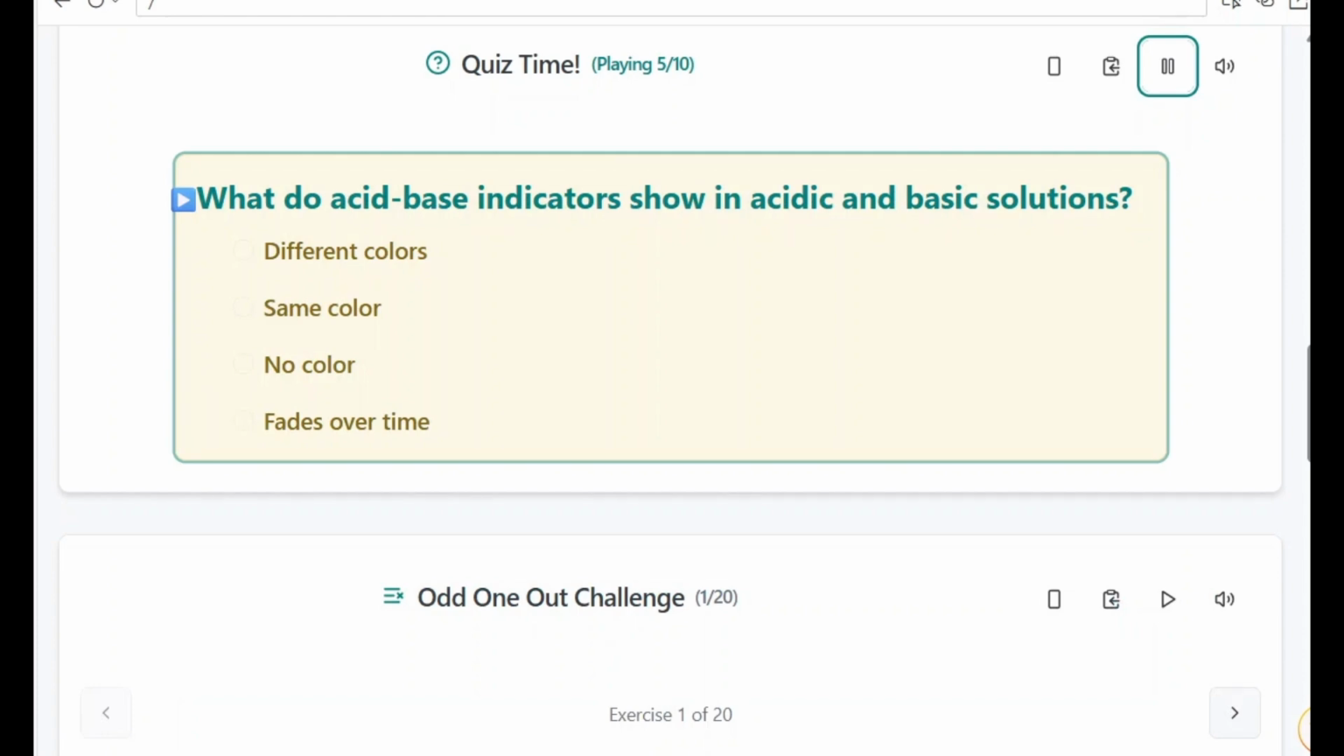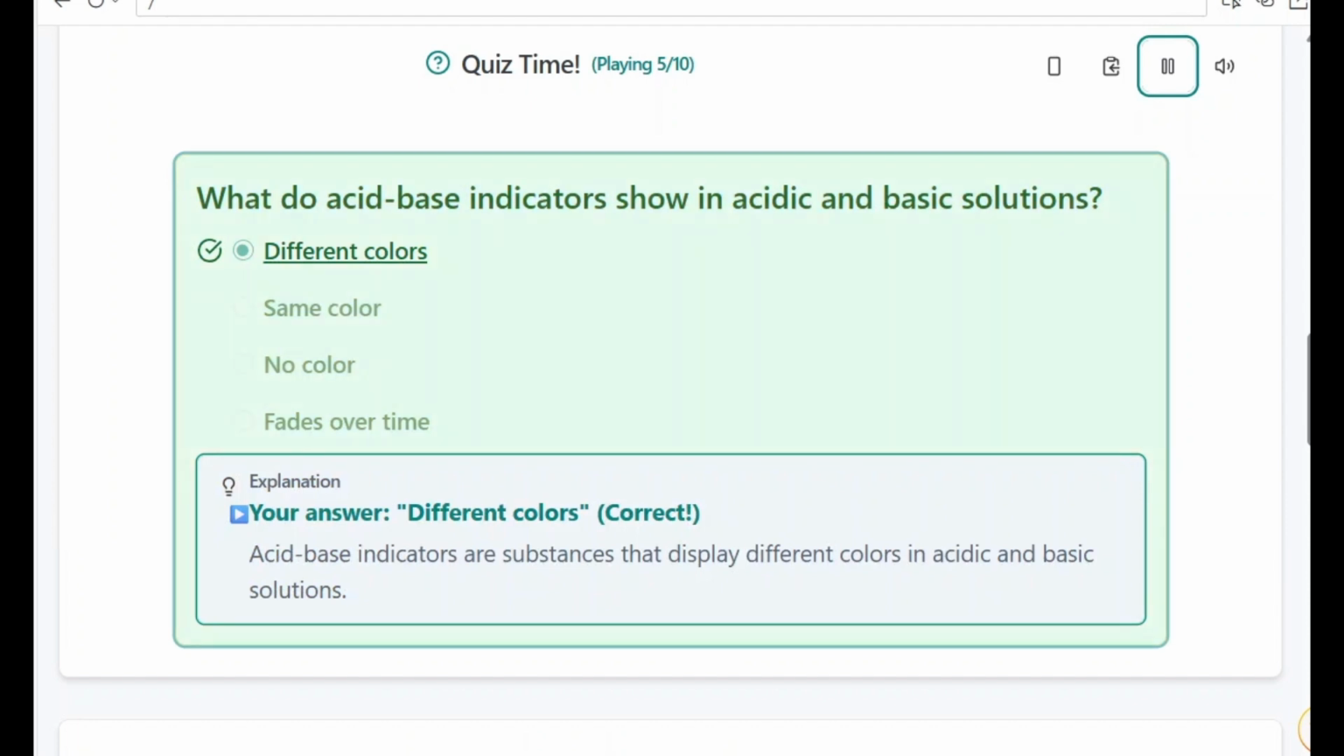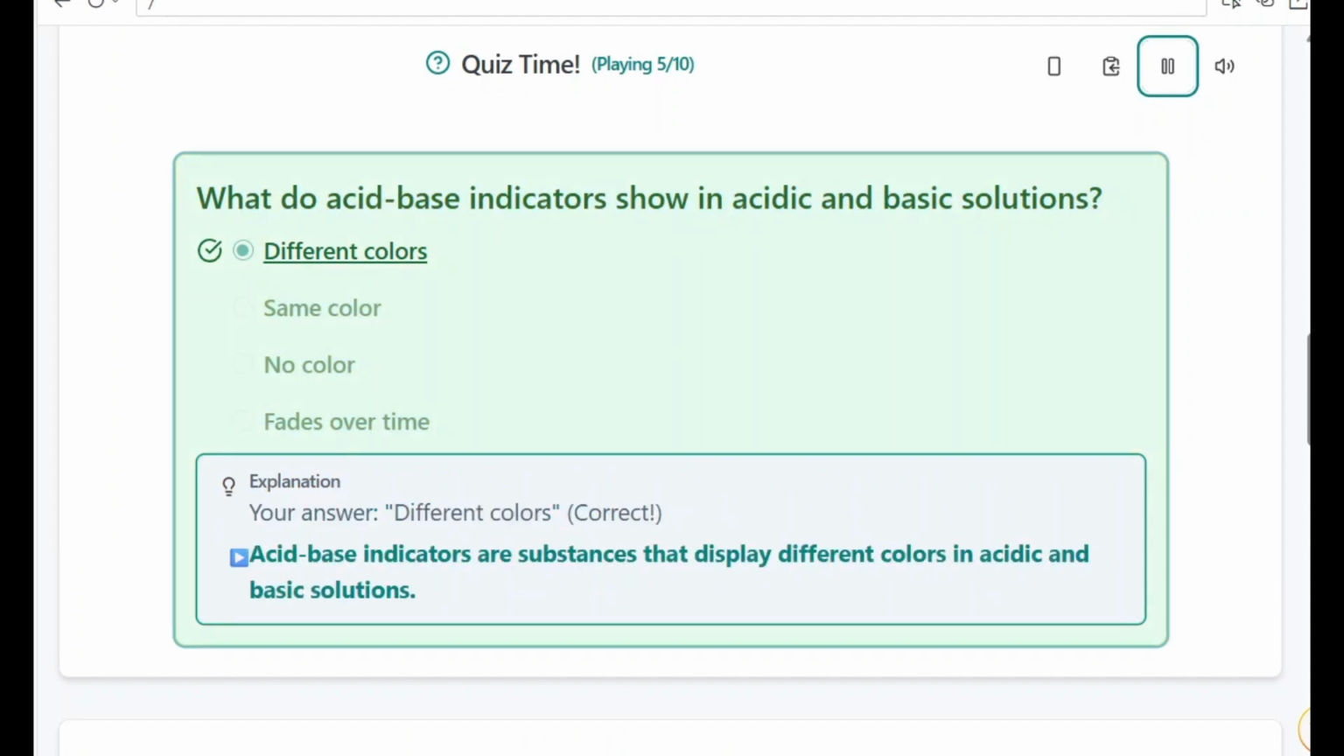What do acid-base indicators show in acidic and basic solutions? The correct answer is different colors. Explanation: acid-base indicators are substances that display different colors in acidic and basic solutions.